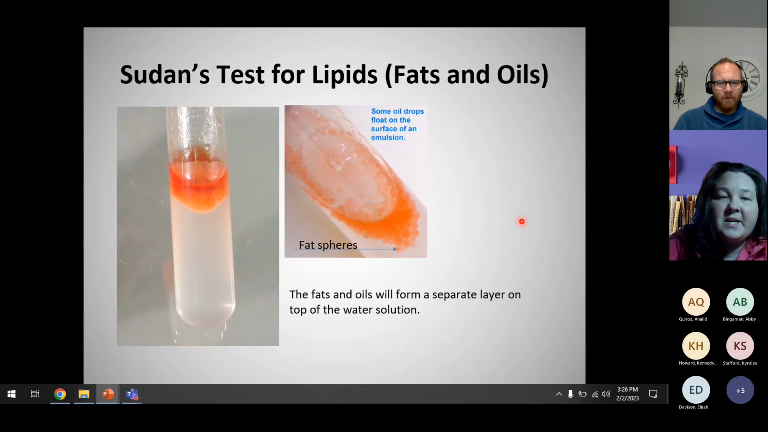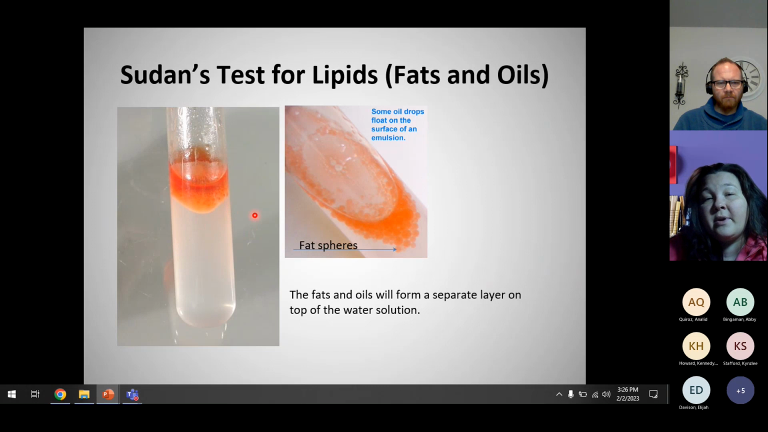When you test for lipids, you're going to look for two things. You're going to look for these fat spheres, because fat kind of forms bubbles, or you're going to look for a separation. So remember how oil and water don't mix, because oil is nonpolar and water is polar. So anything with oil in it is going to separate and form this layer on top of the water solution.